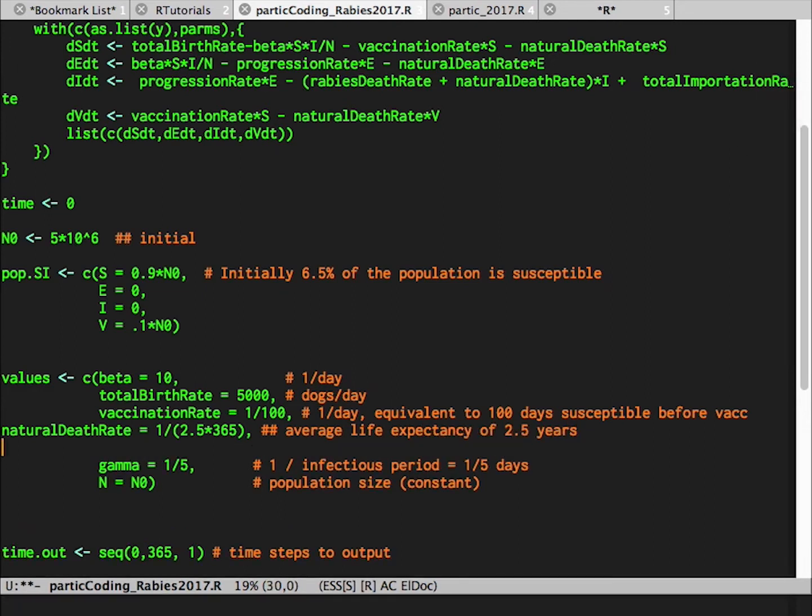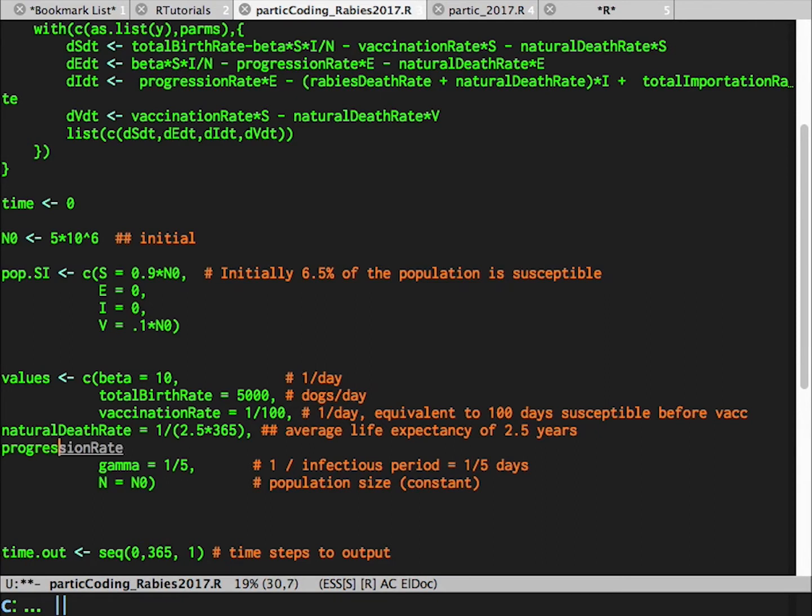Okay, next parameter, progression rate. 1 over that is equivalent to what? The amount of time you spend in E, which is the latent period. Okay, what is the latent period for rabies? If I remember, it was 20 days or something like that from the paper. Okay, so let's go with 20 days.